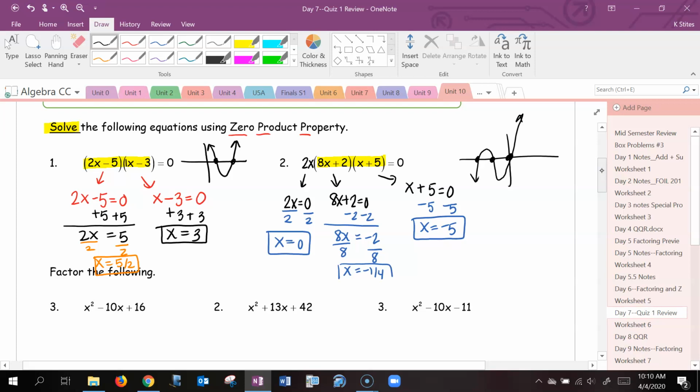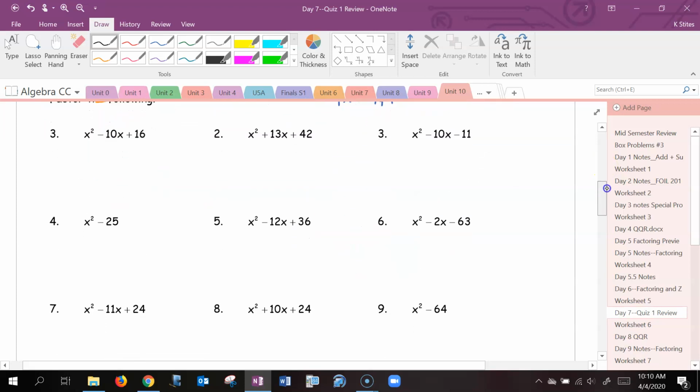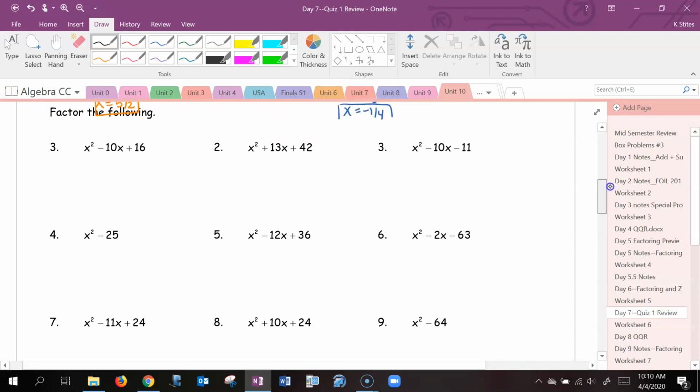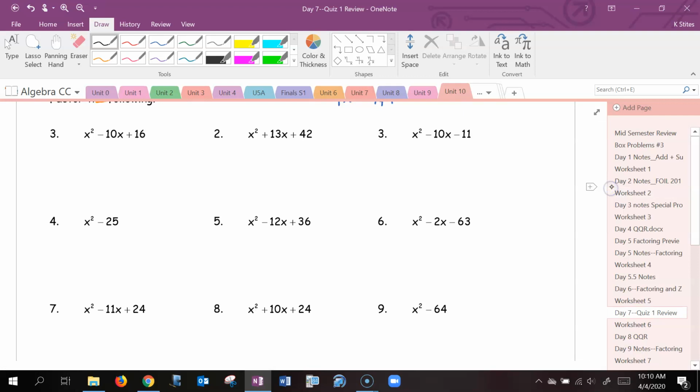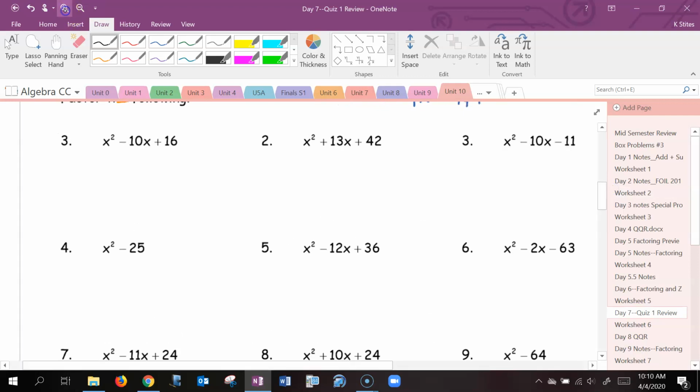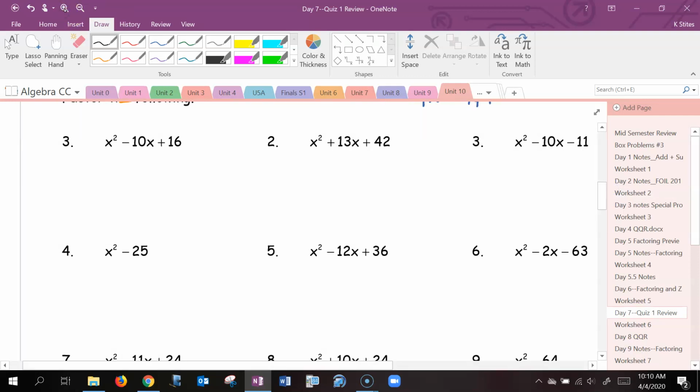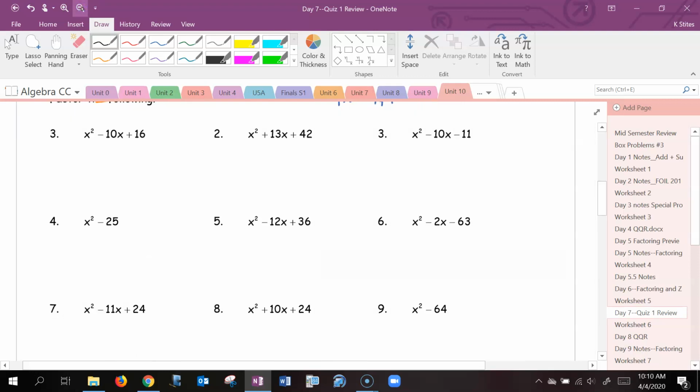All right, so that's solving using ZPP. Now we're going to factor, and we're going to run through, we might skip that last row. Let's see how long this takes. So factoring is when you do your box problem. Notice there is not an equal 0 at all, so I am not going to solve it. Okay, instead I am just doing my box problem, which is where I have my parentheses here. And all of these are x's, so I can just go ahead and put my x's there.